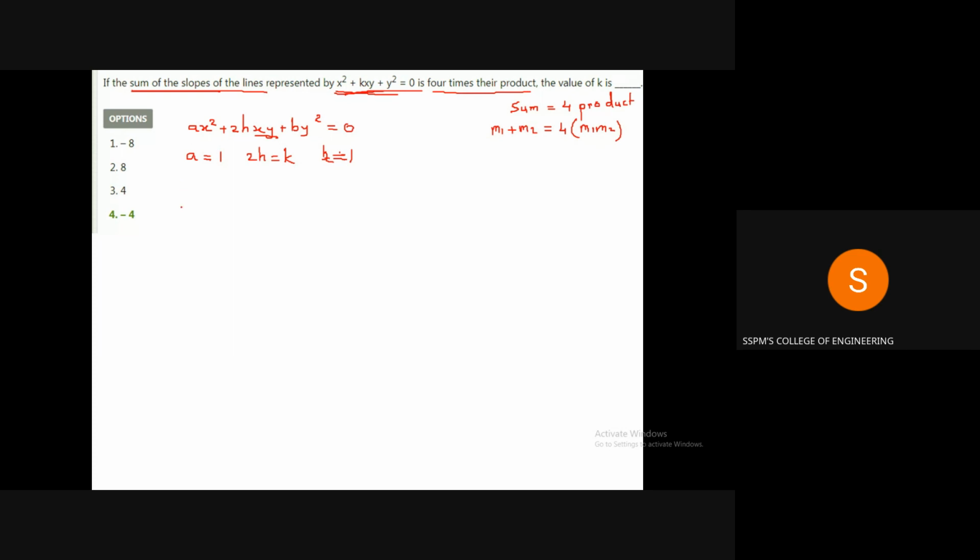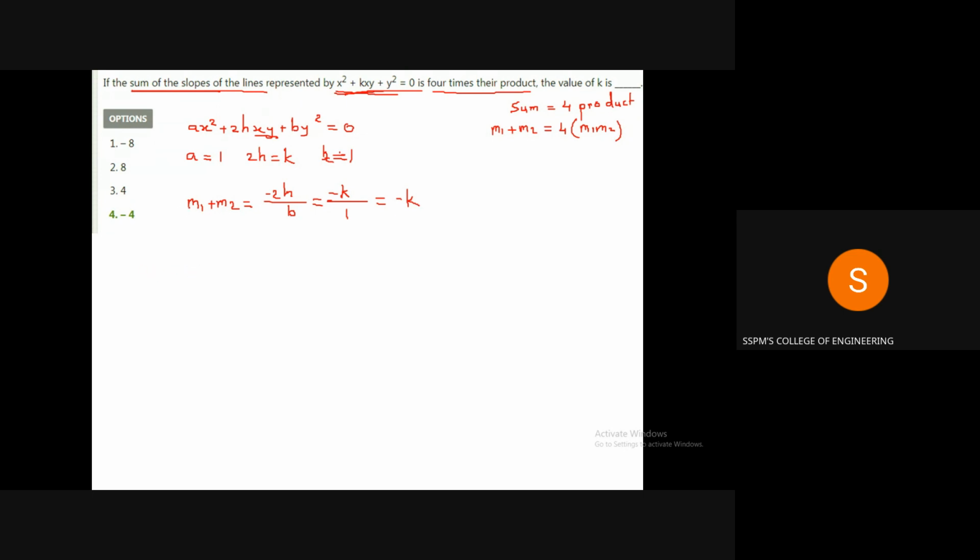So what is m1 plus m2? We have seen this in the previous example. What is m1 plus m2? It is given by -2h divided by b. Okay. So our value of 2h is k. Therefore -2h is minus k divided by b. b is equal to 1. So m1 plus m2 is minus k. Okay, value of m1 plus m2 is minus k.